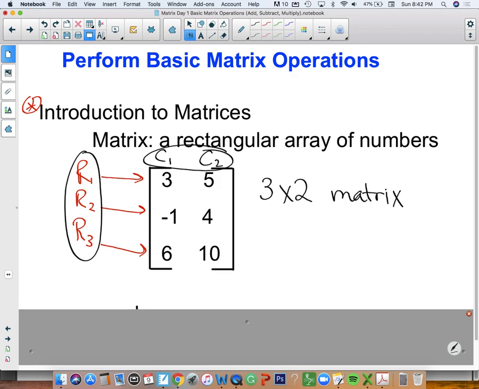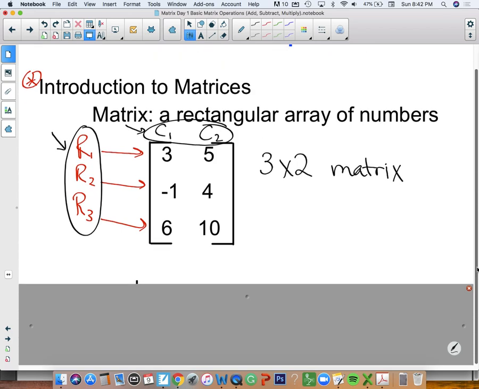Okay, when we're looking at the size, we don't really care about the numbers that are on the inside. We just care about how many rows we have and then how many columns we have, okay? So this would be a 3 by 2 matrix. When you guys start to work in your graphing calculators with matrices, which we may or may not do in here, you have to know the size. If you don't have the size correct, then it's not going to work in your calculator, okay?